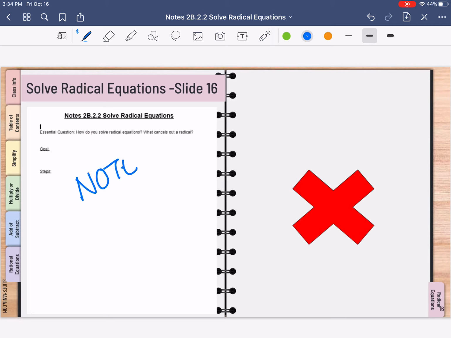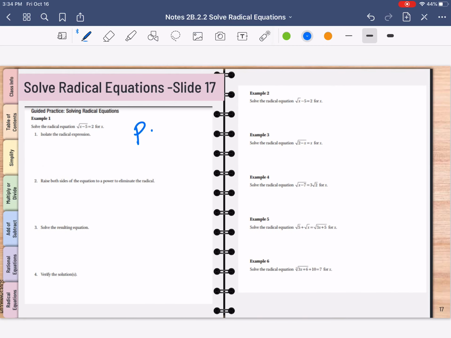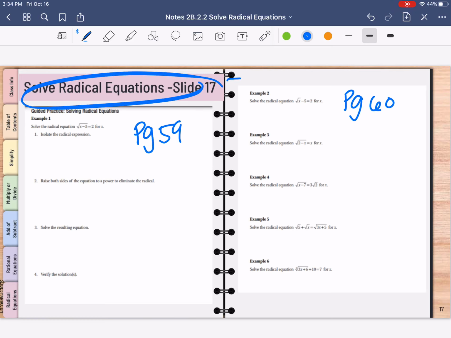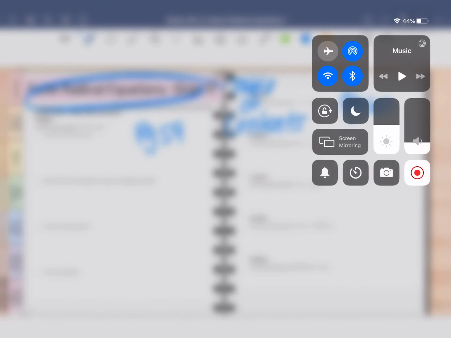All right, so this is going to be one of our pictures for our notes. The note part that we took is going to go on slide 16. Nothing goes on the right-hand side. Then you're going to put page 59 on the left and page 60 on the right of slide 17. If you forgot to do your table of contents earlier, the title is right there on your slide. Okay. All right, you're going to do some practice out of the workbook on solving radical equations.